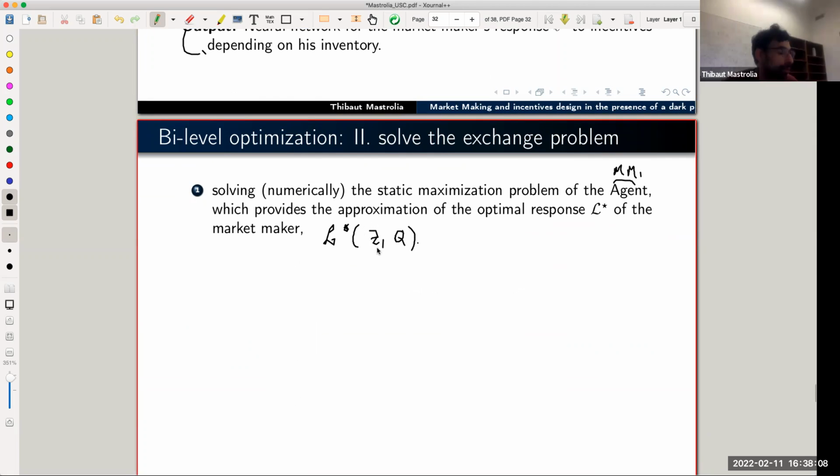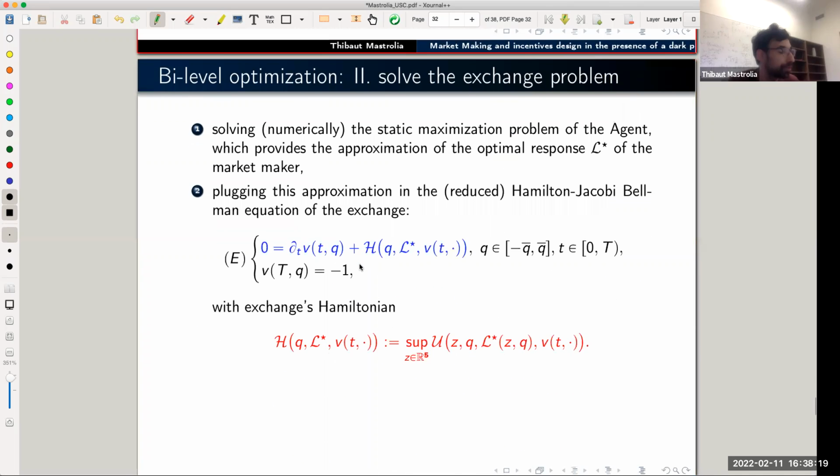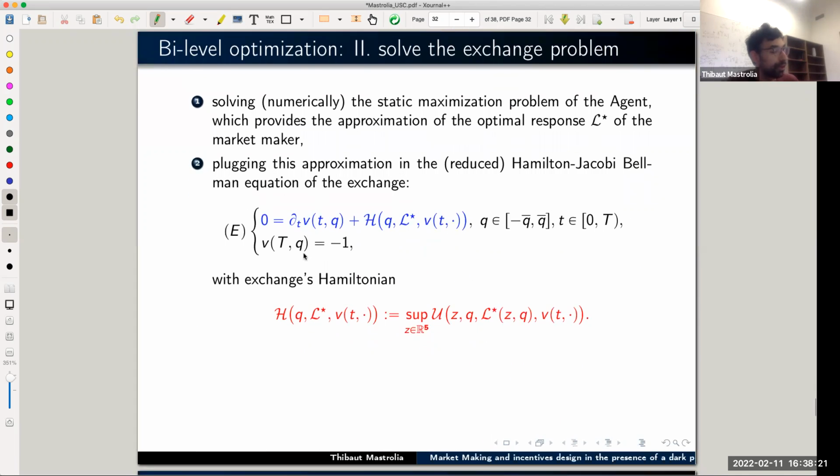And so now I want to optimize Z, because for the exchange, we can prove that only Q is the state variable, again, by doing a reduction in the PDE system. So what we do is just to consider a reduced Hamilton-Jacobi-Bellman equation for the market maker with discrete value of Q between minus Q bar and Q bar with its own Hamiltonian function.